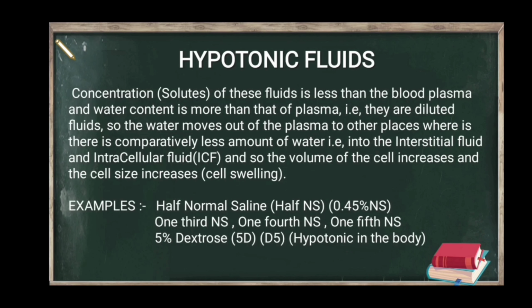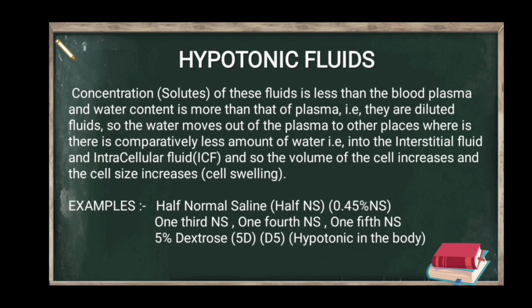Coming to the hypotonic fluids. Hypo means less. That means the concentration of solutes present in the hypotonic fluid is less than that of plasma. As the concentration is less, the water content should be more. So the water content is more than that of plasma. As water content is more, they are nothing but diluted fluids.